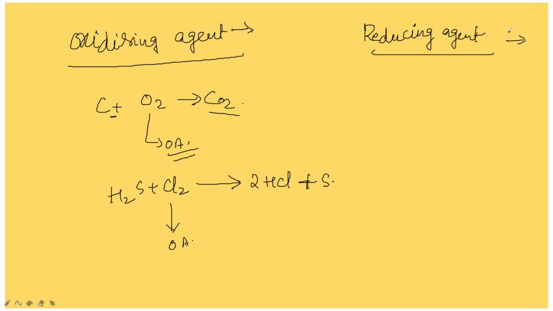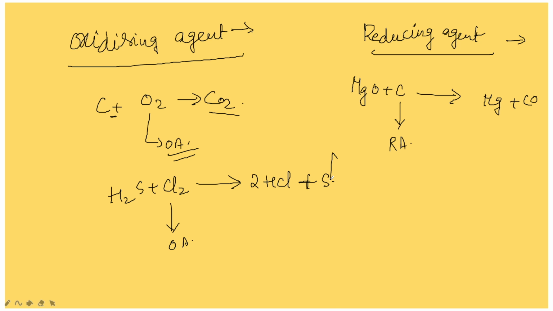What is a reducing agent? A substance which causes the addition of hydrogen or removal of oxygen from another substance is called a reducing agent. If you see magnesium oxide plus carbon, if it is heated, magnesium and carbon monoxide are formed. So magnesium oxide is reduced to magnesium metal and carbon is the reducing agent.